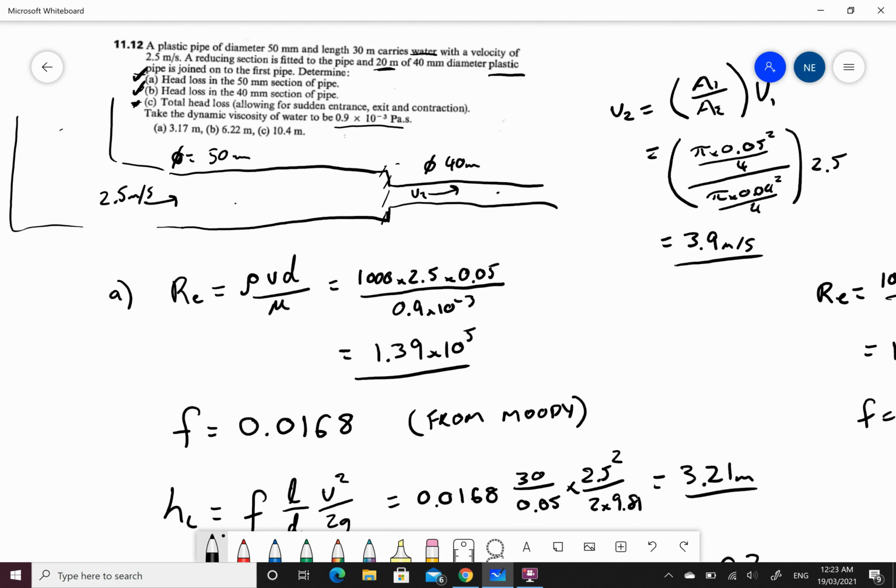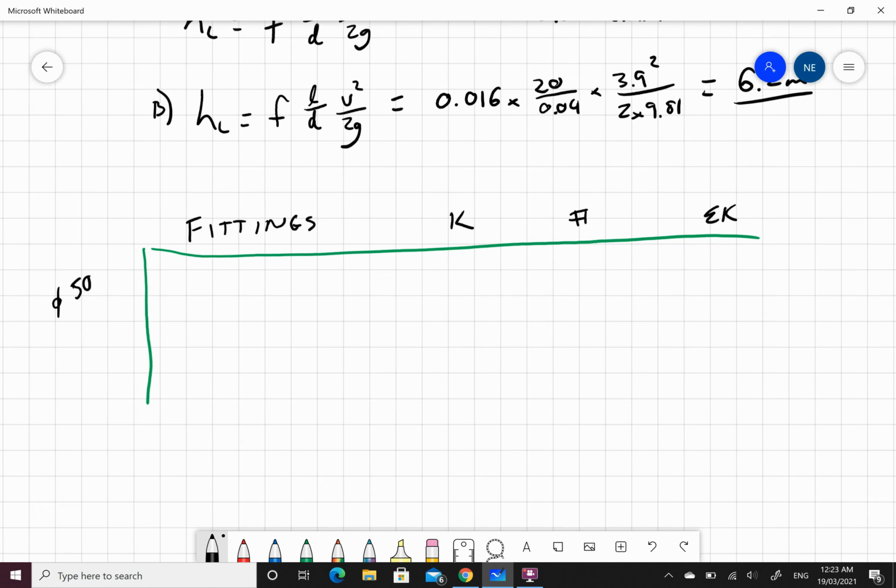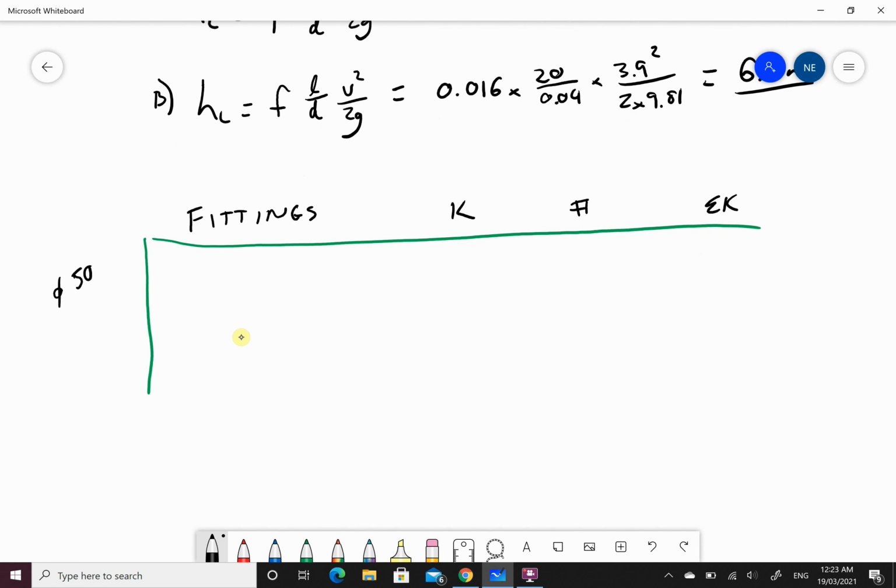This is where we have to be careful because the K is directly related to the velocity. The velocity on this face here is still the 2.5 meters per second. After this point, it speeds up. If I chuck this in at 3.9 meters, I'm going to get extra head loss, which is not correct. So it's still this water that's flowing through, doesn't speed up till after the contraction. So, for the 50mm pipe, I have a pipe entry, and I also have my sudden contraction.